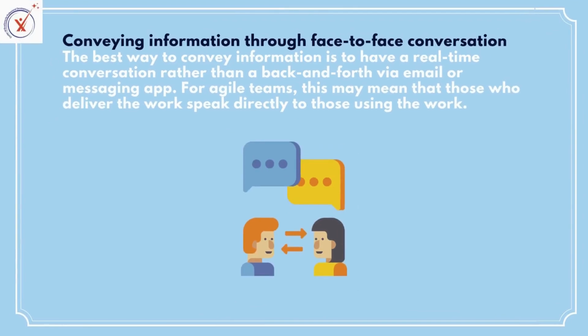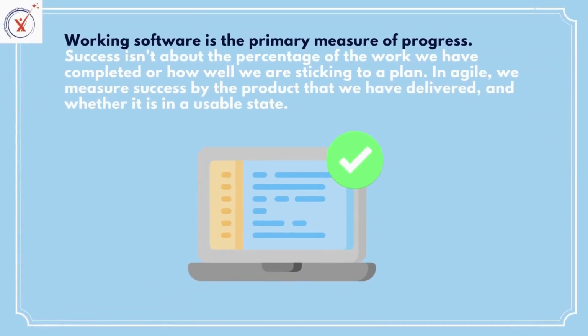6. Conveying information through face-to-face conversation. The best way to convey information is to have a real-time conversation rather than a back and forth via email or messaging app. For Agile teams, this may mean that those who deliver the work speak directly to those using the work. 7. Working software is the primary measure of progress.